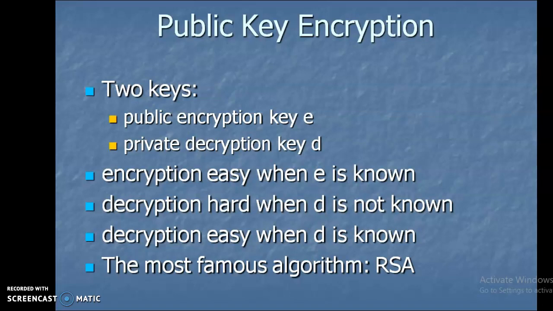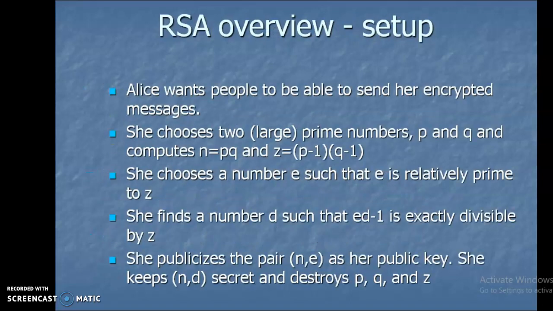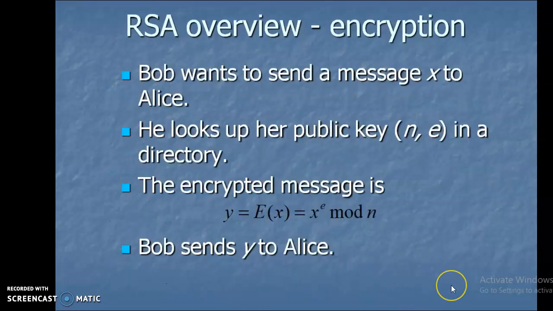And the most famous algorithm is the RSA algorithm. Alice wants to receive encrypted messages. So she chooses two prime numbers p and q. She computes n equals pq and z equals (p minus 1) times (q minus 1). She chooses a number e such that e is relatively prime to z. She finds a number d such that ed minus 1 is divisible by z. She publicizes the pair (n, e) as her public key. She keeps (n, d) secret and destroys p, q and z.